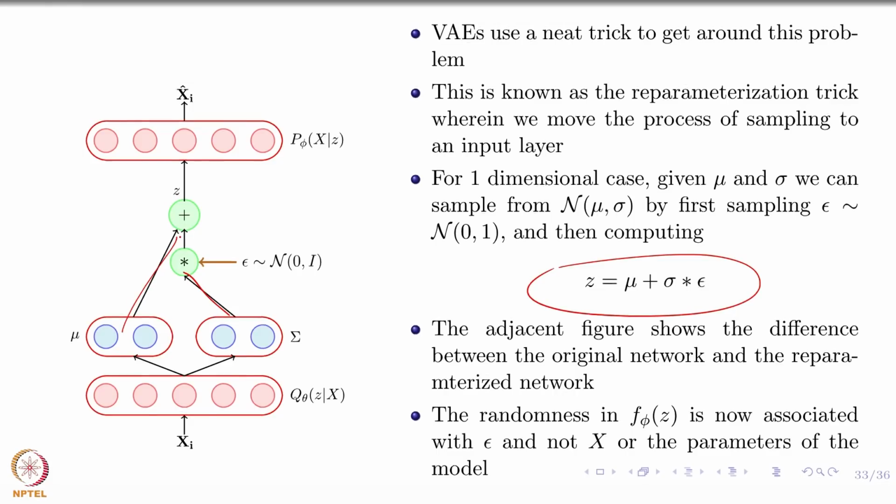Now, in terms of the parameters of the network, is it a deterministic function of the input? I've pushed all the randomness to epsilon. Do you get that? How many of you get this? Please raise your hands.